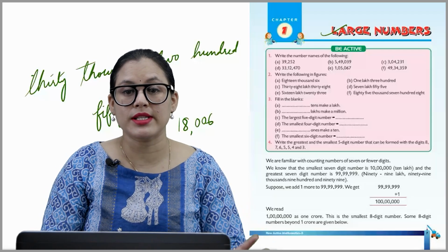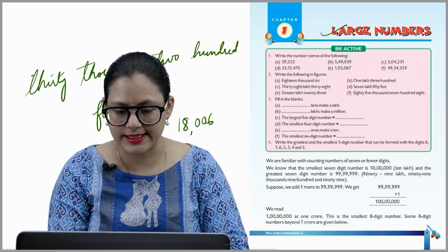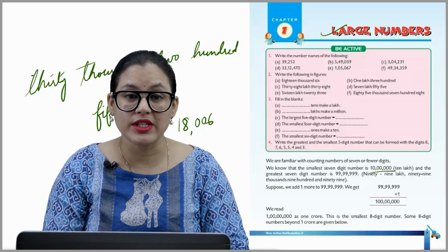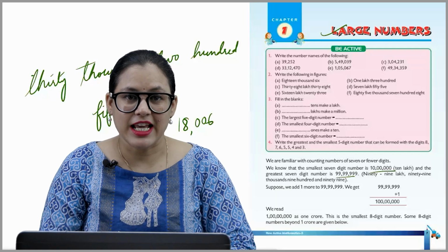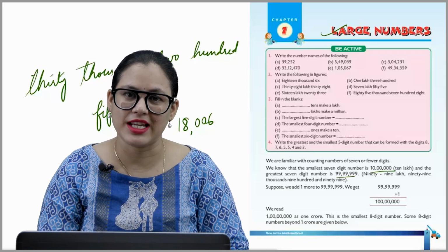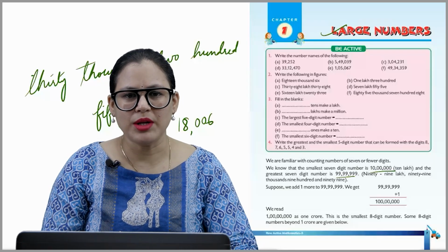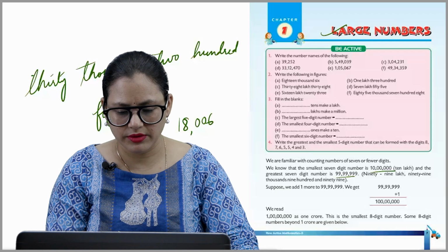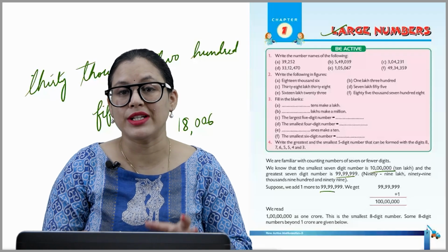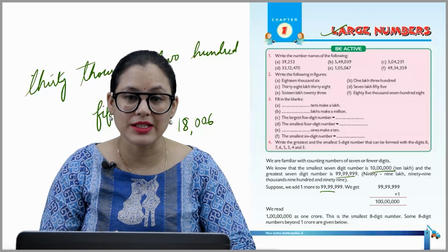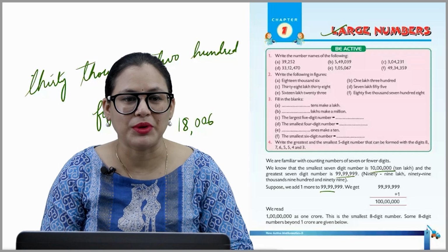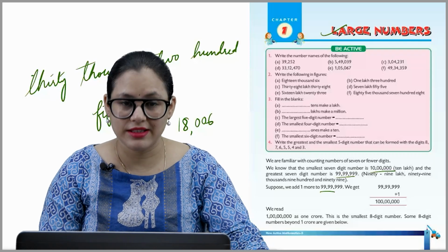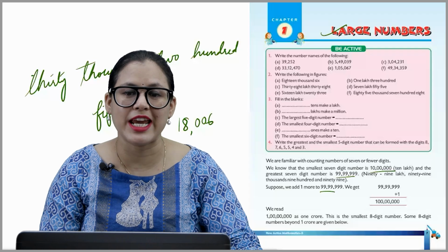We are familiar with counting numbers of 7 or fewer digits. We know that the smallest 7-digit number is 10 lakh. And the greatest 7-digit number is this number, that is 99,99,999. Suppose we add one more to this number. What will we get? We get the smallest 8-digit number. Okay, so we read this as 1 crore.